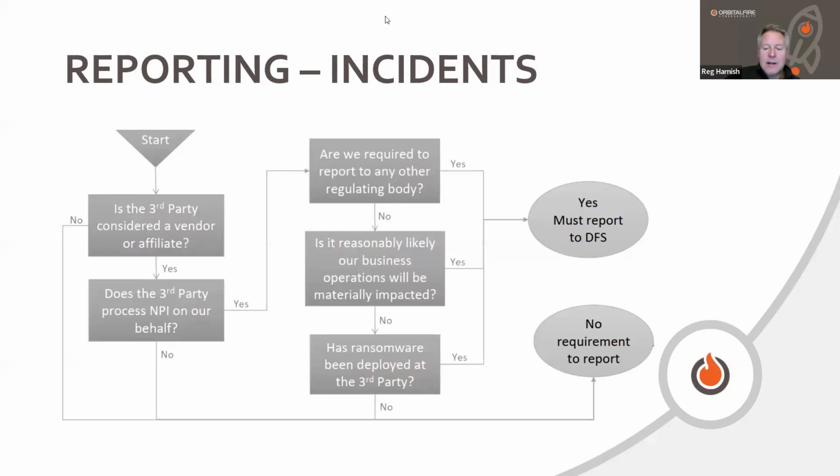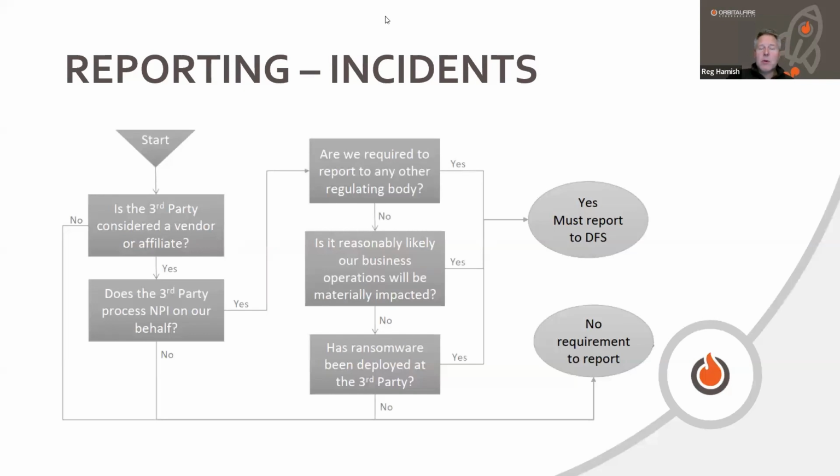This is a screenshot of a process flow that a customer of ours came up with, and we thought it was awesome. And we wanted to use that here today because we thought it brought a lot of clarity. But you can see how this works, right? So is it a third party? Are they a vendor or an affiliate? If they are, are they processing NPI? Because remember, there's that exemption for covered entities that don't interact with NPI. But of course, most of your supply chain in this context is processing or doing something interaction with NPI.